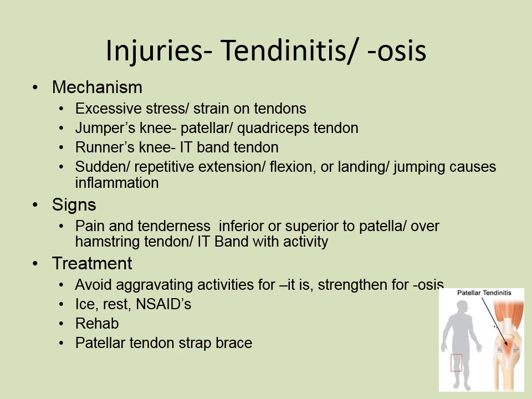Oftentimes, the mechanism that causes one could also cause the other. So it's not completely unheard of for me to see somebody who has had one type of tendonitis and then starts getting another. And I always just tell them it's because they're cousins. You haven't fixed the problem all the way.